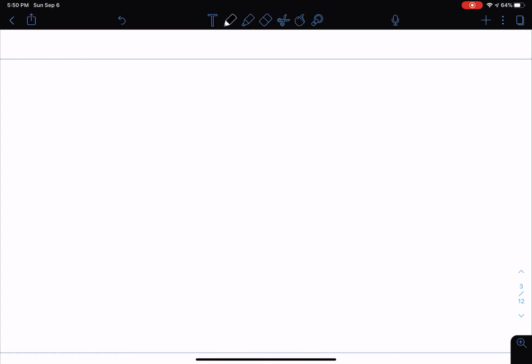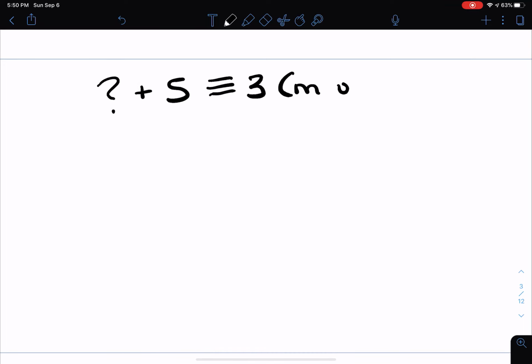Now another section of homework says determine all positive number replacements less than the modulus for the question mark that make the statement true. So here they switch it up a little bit, and they ask, what plus 5 is congruent to 3 mod 6?